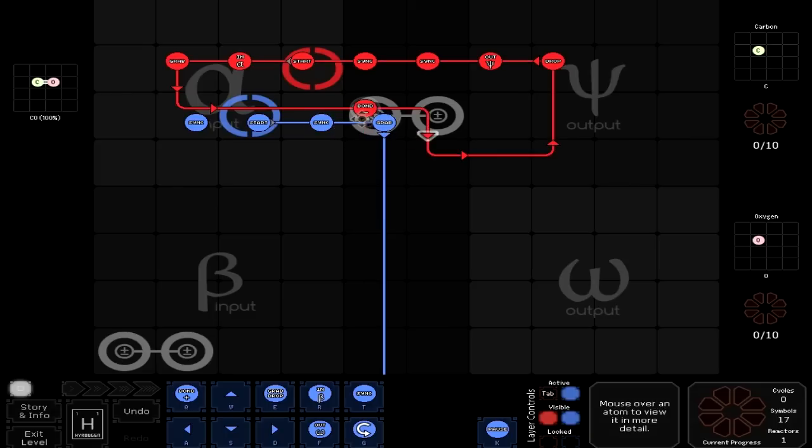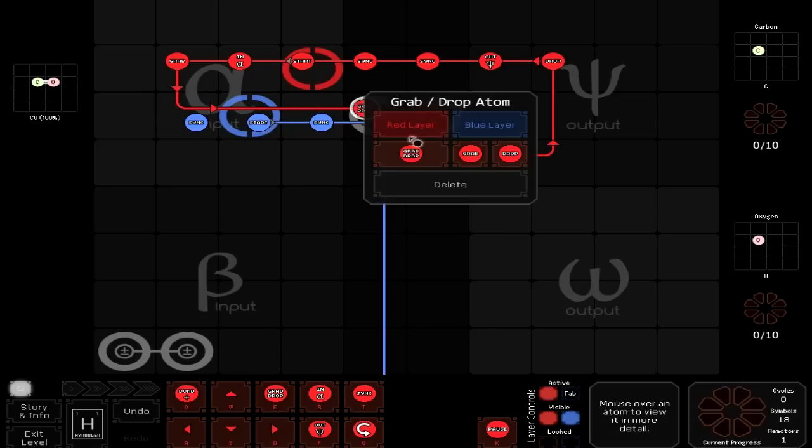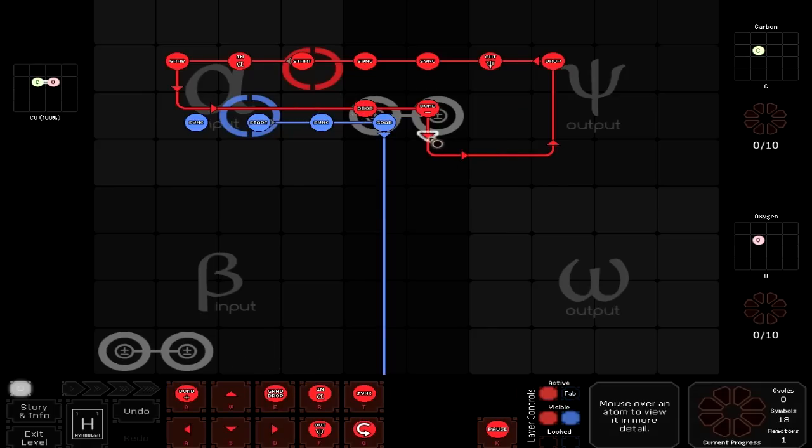Let's see. We want... Oh, here. We want this. Okay, so this arrow was fine where it was. But we want this to go up, over to the right. Move this up. Okay. Then we move the bond minus. Put another one right here. That gets rid of those.